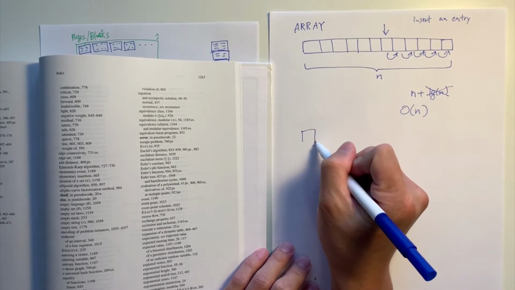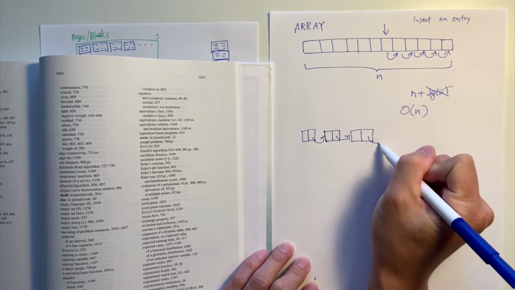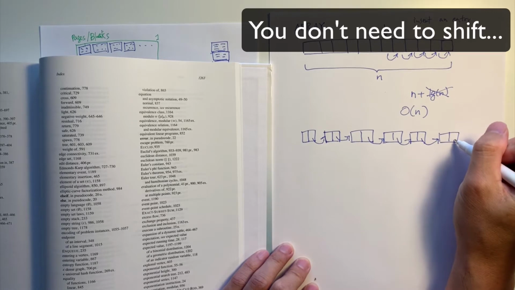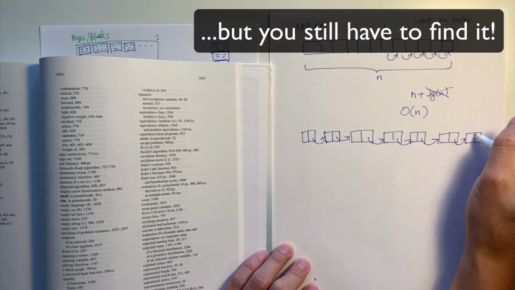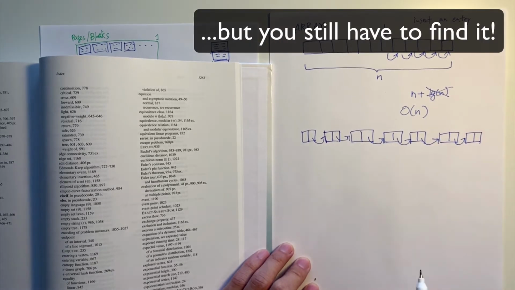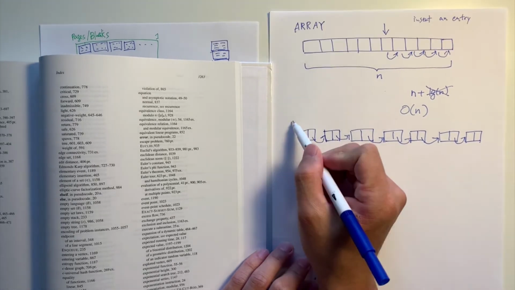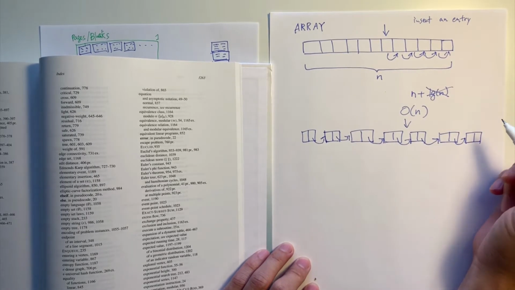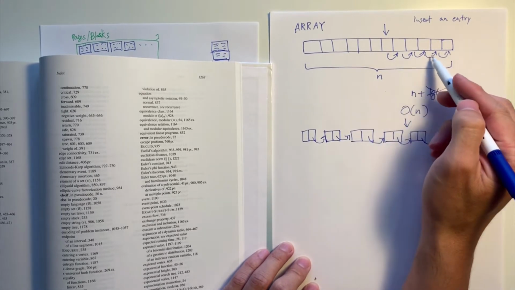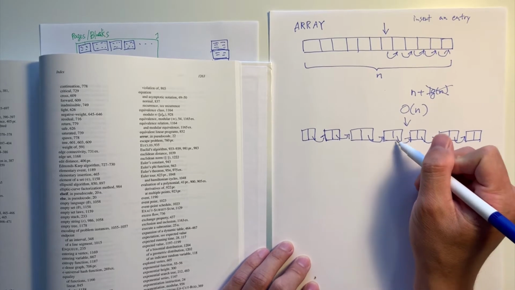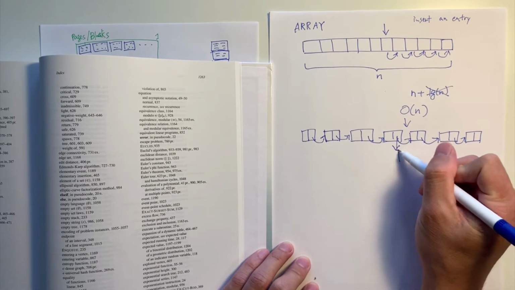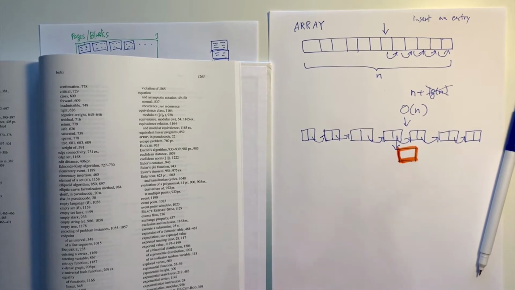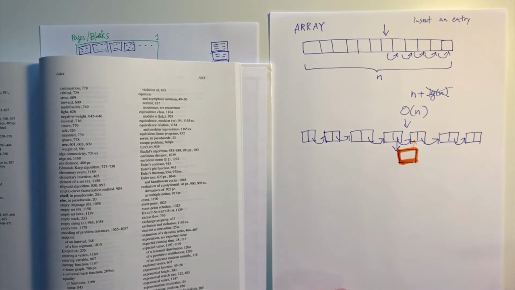Let's do a linked list. You don't need to shift. Exactly. You don't need to shift in a linked list. But you still have to find it. Exactly. So in a linked list, you find where to insert the entry, and then you don't have to do this shifting thing, because you can just change this pointer to point to the new thing, and then you have the new thing point to the next thing in here.